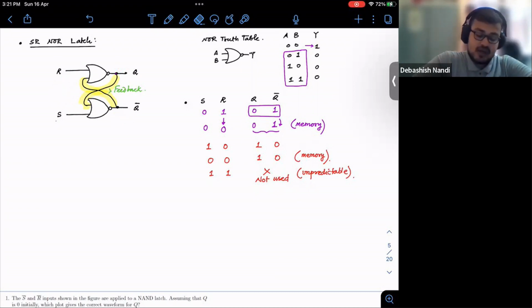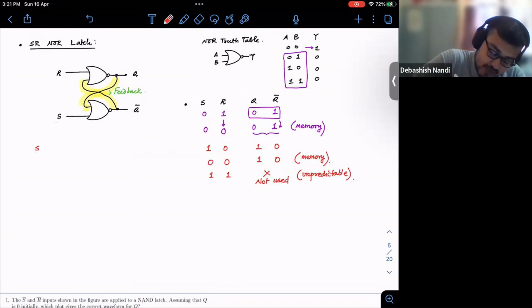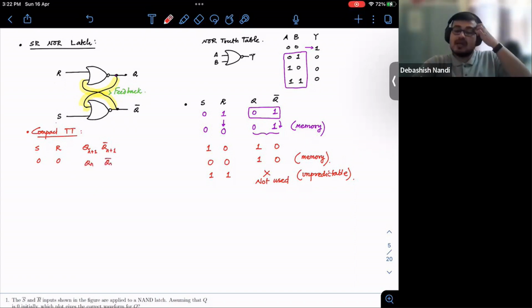So this is how your latch works. Okay. So now how do you write the compact truth table? Compact truth table. You write SR, you write Q, you write Q bar. So your 0, 0 is leading to memory state, right? Or let me just write in a more conventional form. This is n plus 1. So it will be Qn. That means it is storing the previous state. That means it is working as a memory.